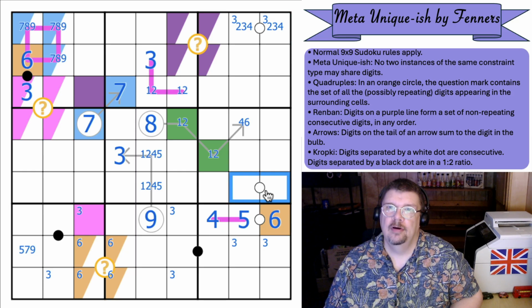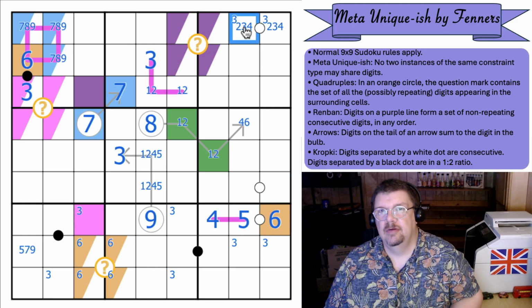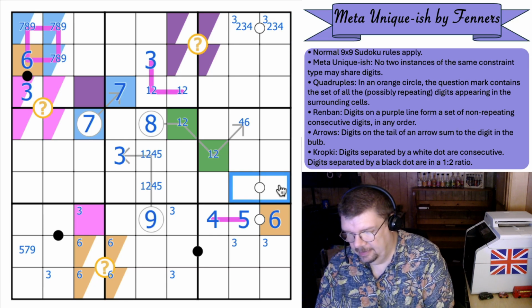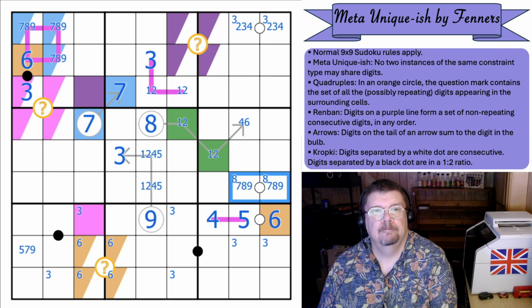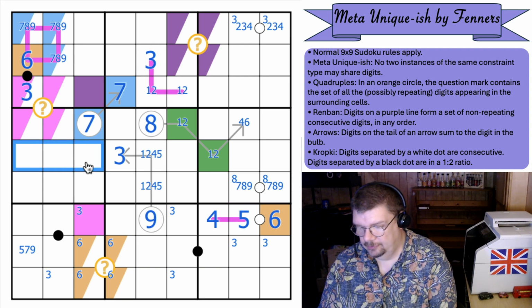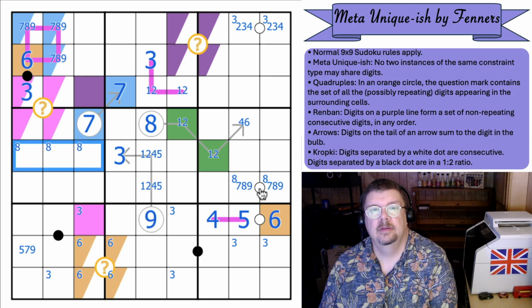If I have a 4 on here, I can't put it with a 5 because I already have a 5 on a white dot. And I can't put it with a 3 because I already have a 3 on a white dot. So this must be 8 on here. Okay, and then that puts 8 into one of those 3 by Sudoku.